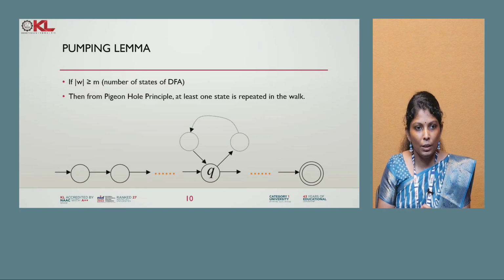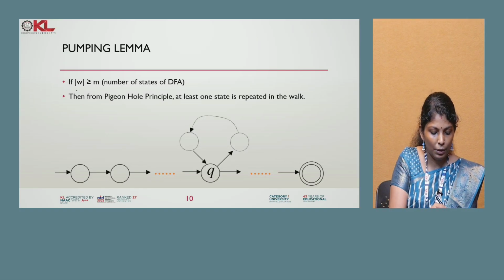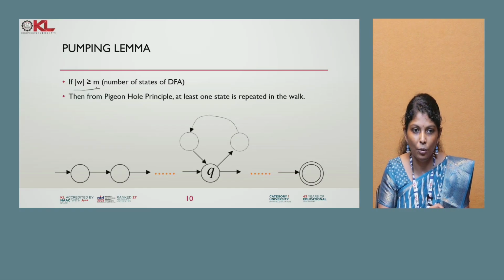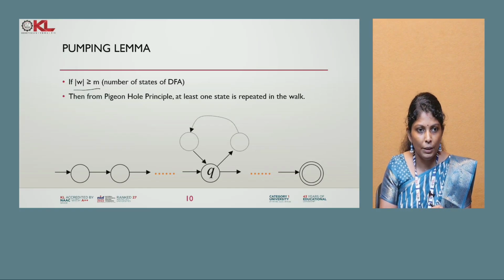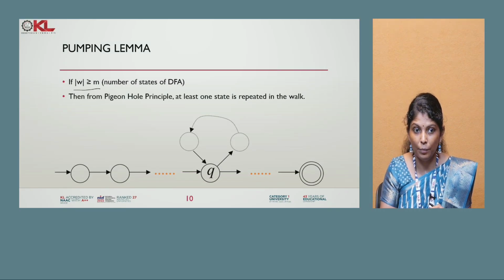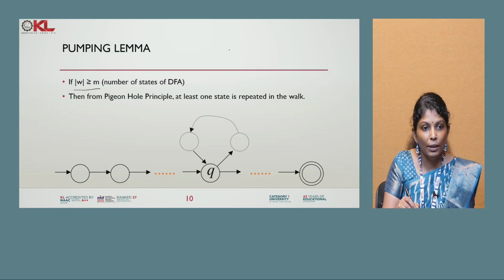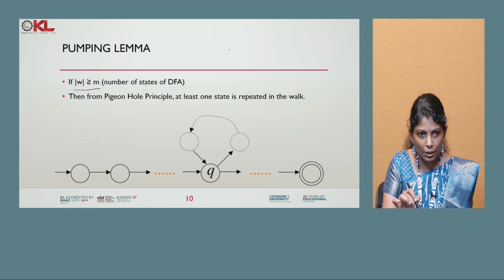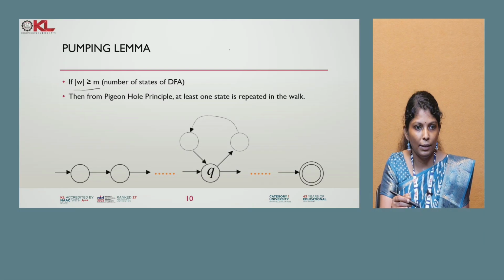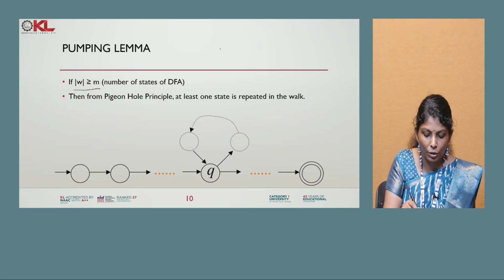Now another constraint we are putting here is that the length of W is greater than or equal to m, where m is the number of states in the DFA. That is, the string W has a number of characters equal to m or greater than m. Okay, so we can take one simple example.